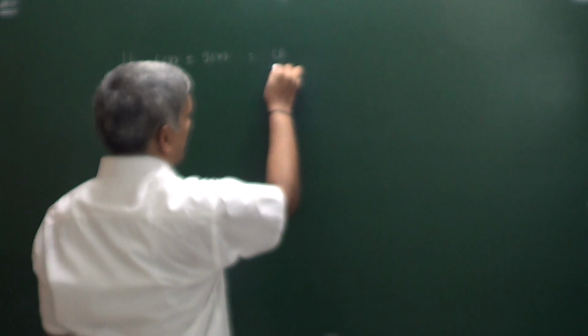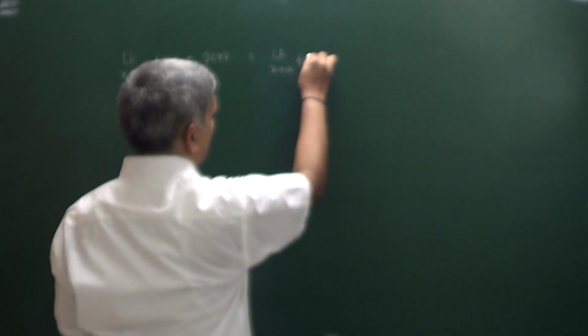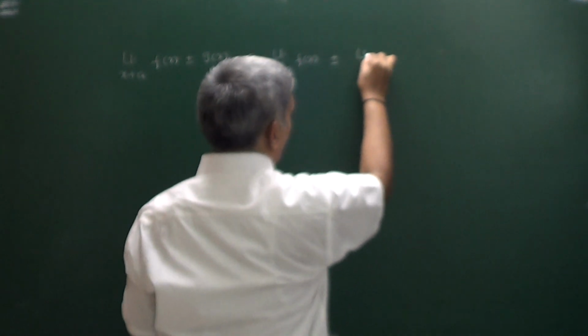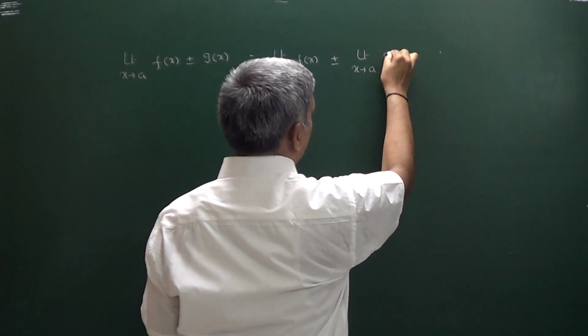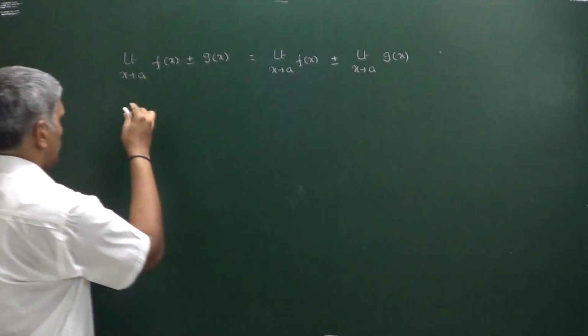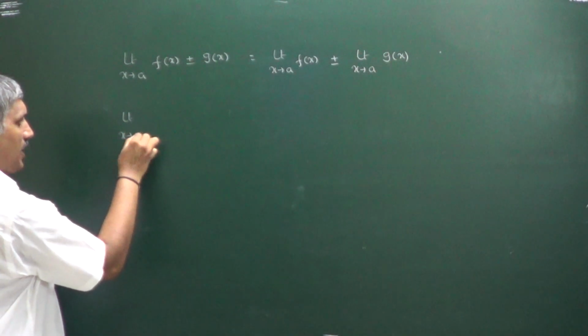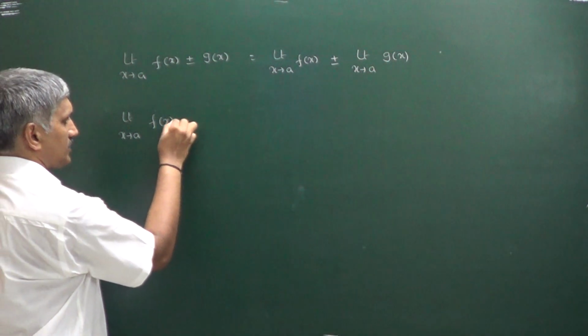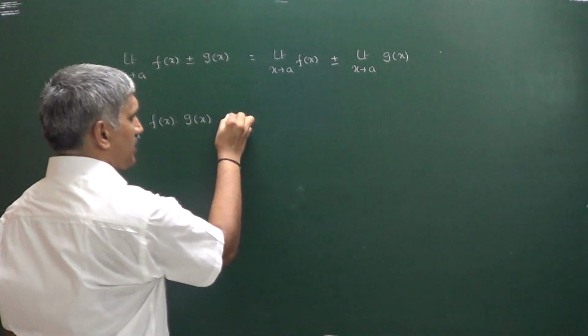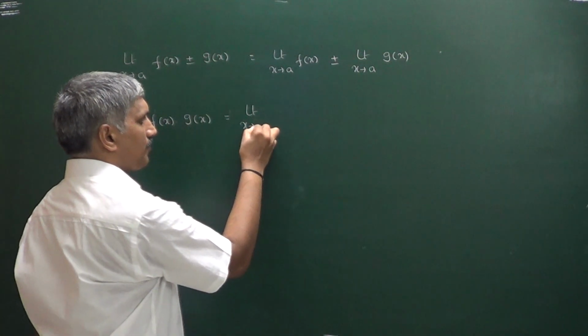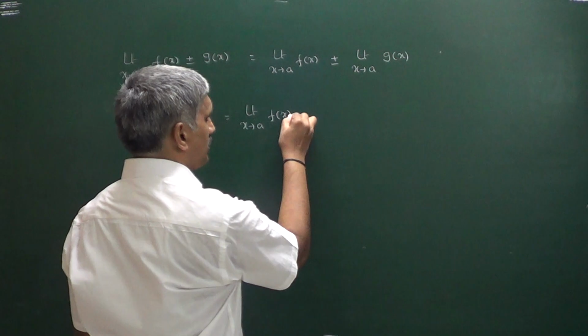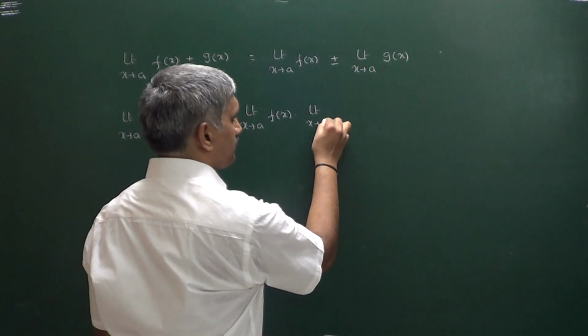These are the basic operations. Limit x tends to a, f of x plus or minus g of x. We can write it separately. We can apply the limit: limit x tends to a, f of x plus or minus limit x tends to a, g of x. Next one we have limit x tends to a, f of x into g of x. We can apply the limit separately: limit x tends to a, f of x into limit x tends to a, g of x.